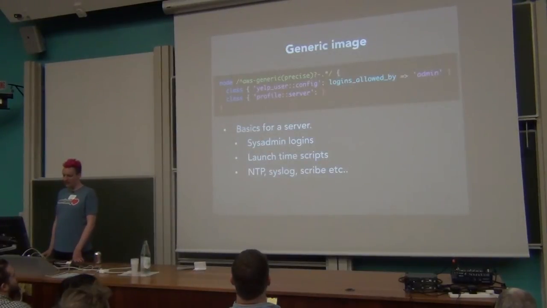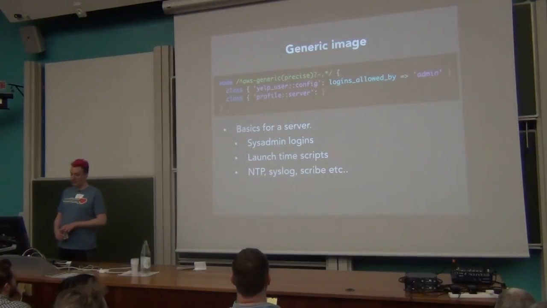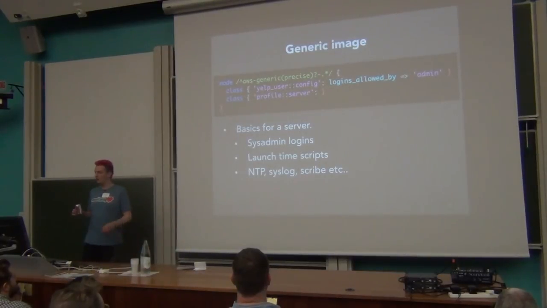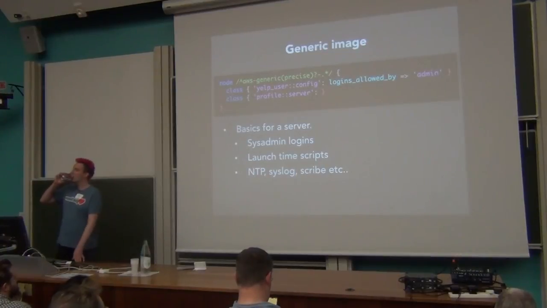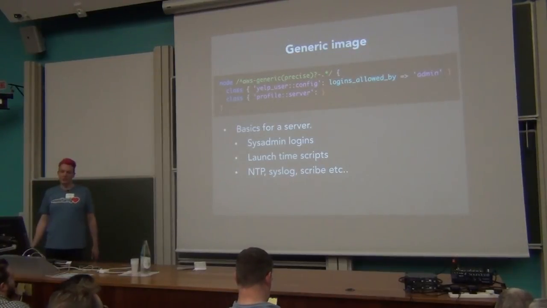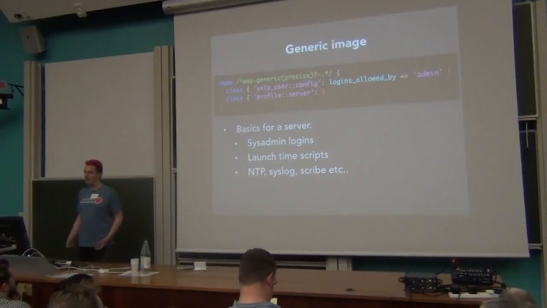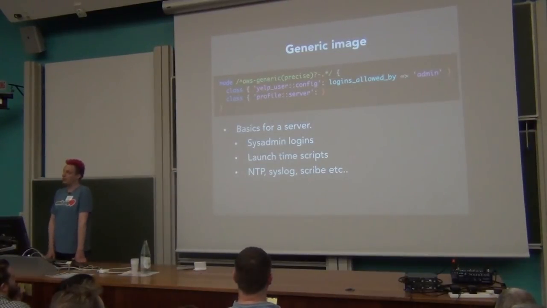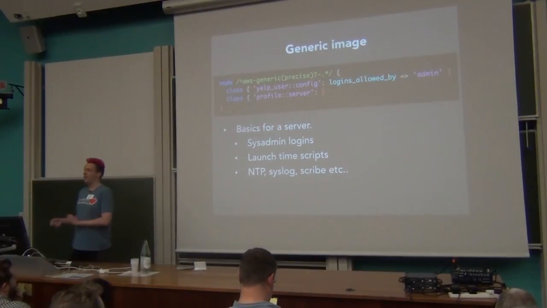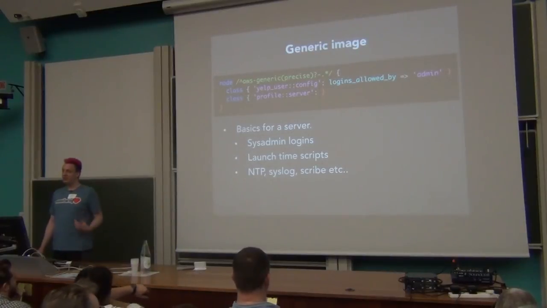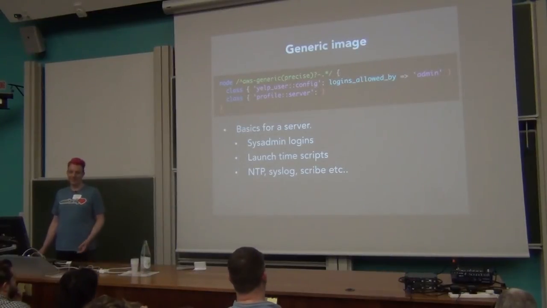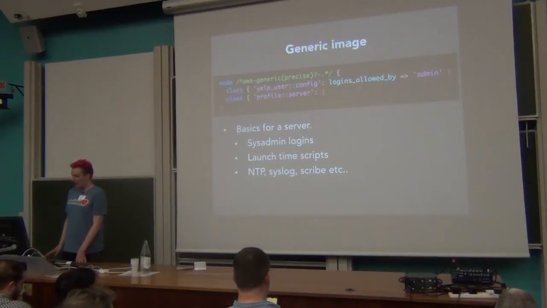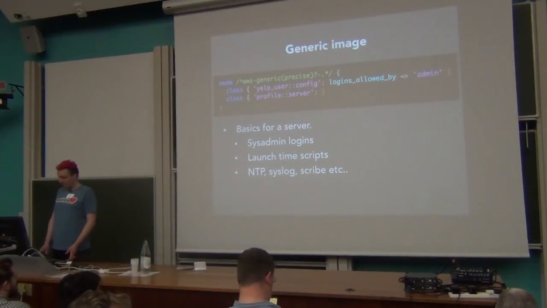So what does a generic image look like? Well, this is literally a public node definition for our generic base image. It just sets up admin users who can log in, and then the base server stuff that we put everywhere. There are launch-time scripts for detecting what Amazon environment you're in and tweaking various things. There are all the basic services like NTP and syslog, etc. And that's all dev code, and it works really well.